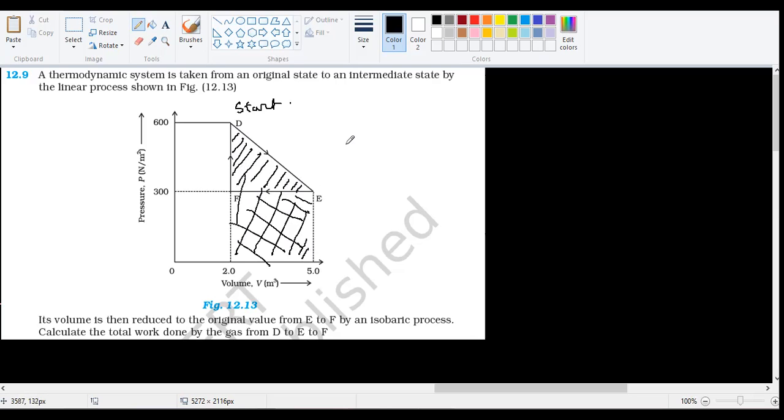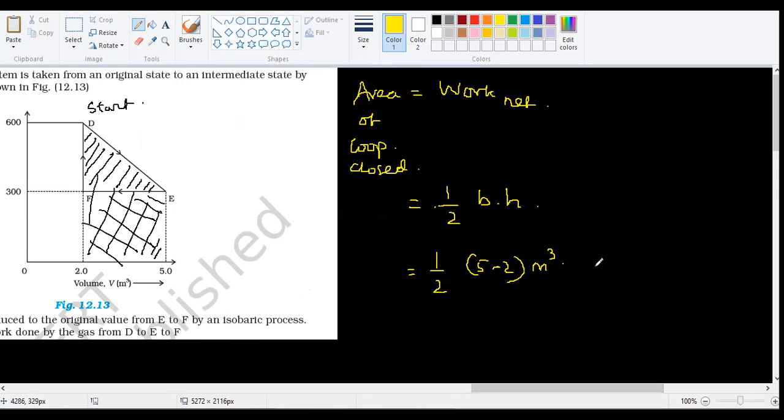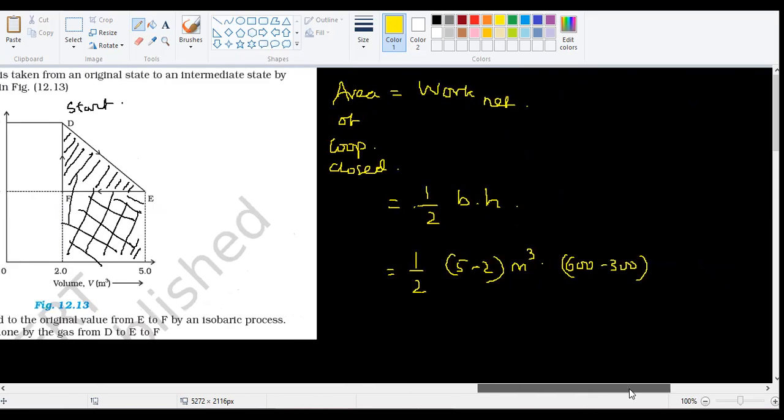So the net work done is the area of the closed loop, which is half base into height. The base is 5 minus 2 meter cube. The height is 600 minus 300 newton per meter square.